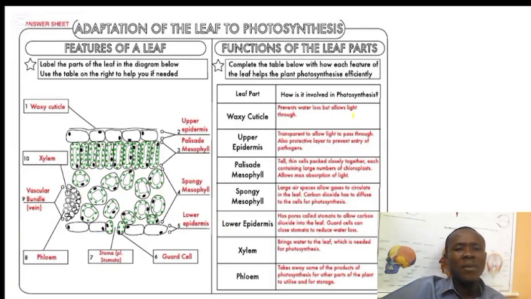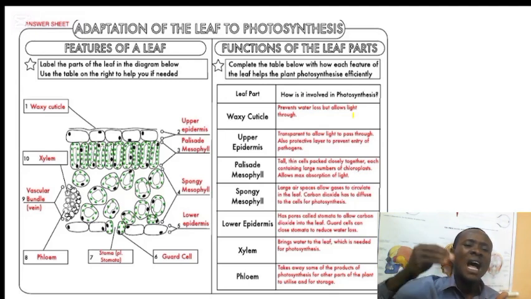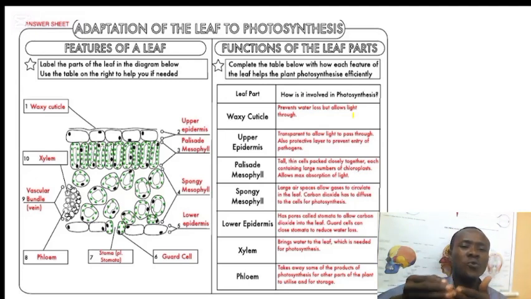So now let's talk about adaptation of the leaf for photosynthesis. This one is a popular question in WAEC, so you have to listen. And mind you, when we talk about adaptation, you have to name the part and give the function of that part. That means how that part is helping the leaf in the process of photosynthesis. What is the role played by that part in the process of photosynthesis?